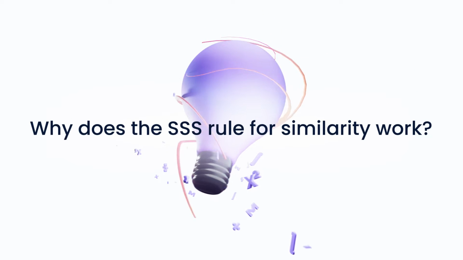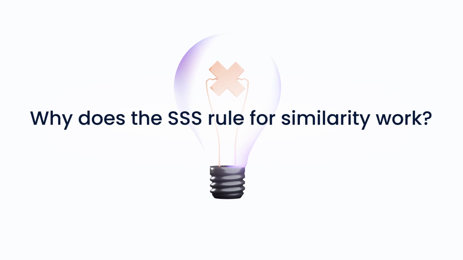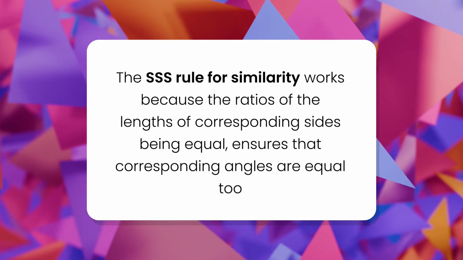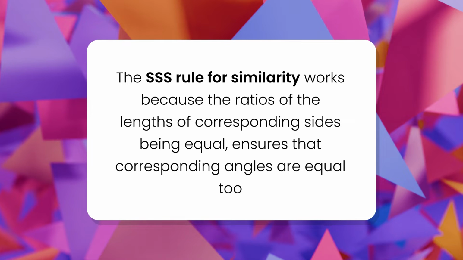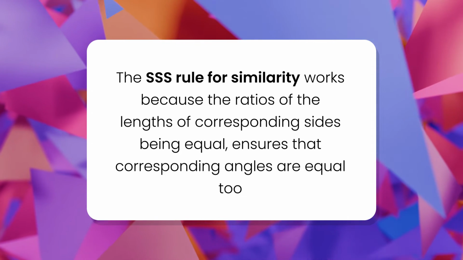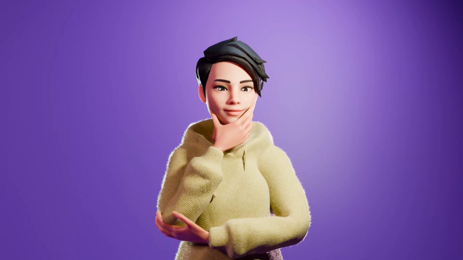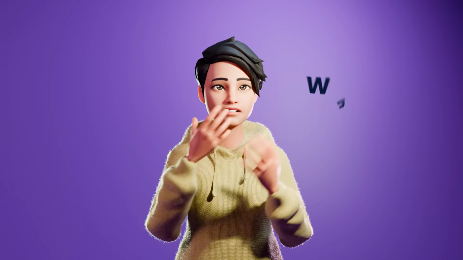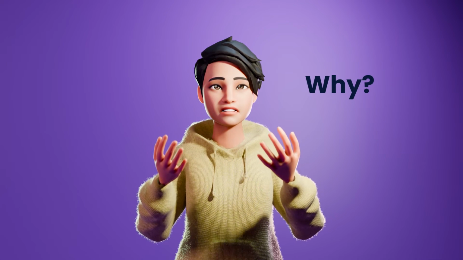Why does the SSS rule for similarity work? The SSS rule for similarity works because the ratios of the lengths of corresponding sides being equal ensures that corresponding angles are equal too. Let's find out why this is the case. So you know how to use the SSS rule. But why does it work? Let's try and see why.